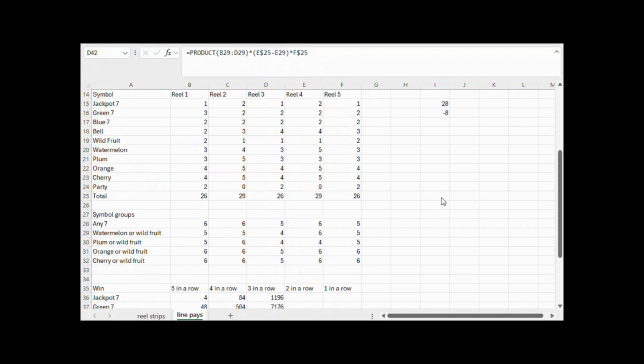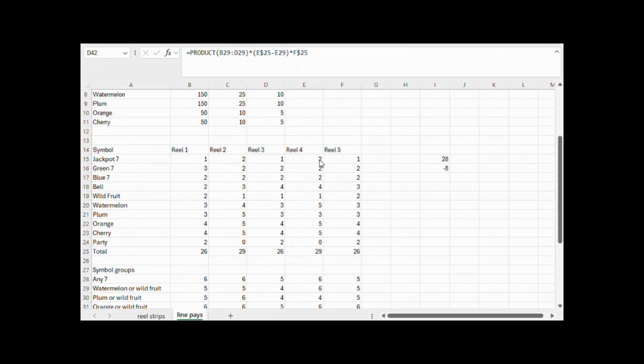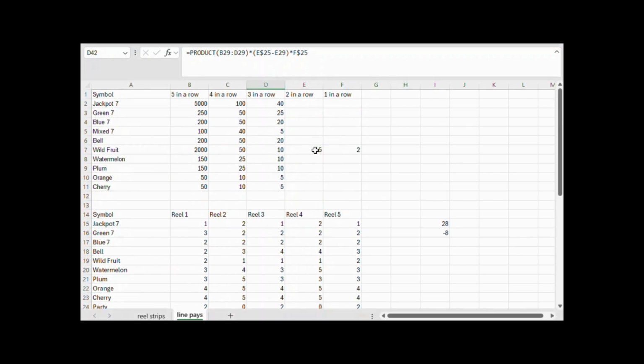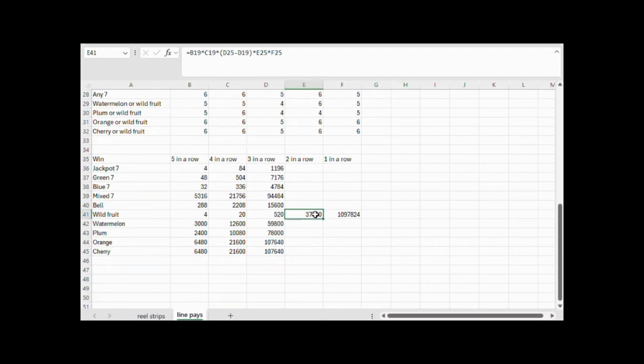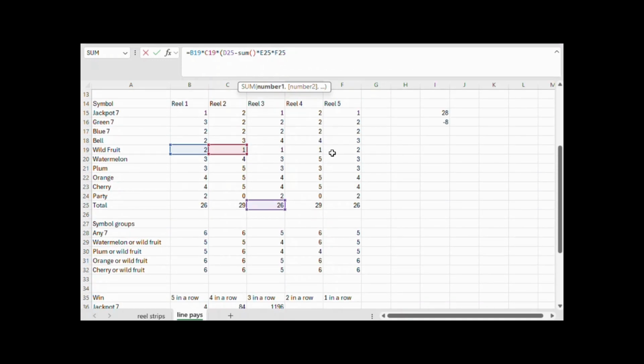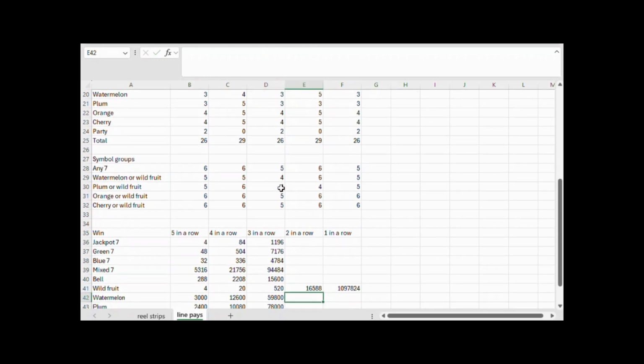So next let's look at 2 wilds. So 2 wild fruit pay 5, and 3 of any specific fruit pay at least 5. So let's adjust our combinations for reel 3. Previously we only subtracted out the wilds, but now let's subtract out the wild or any specific kind of fruit. So that brings that down to 16,588.